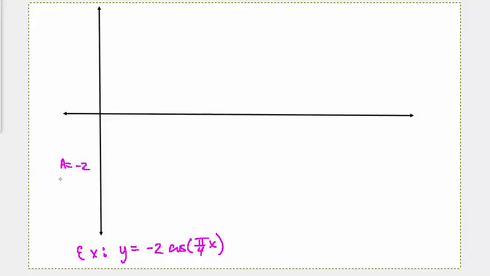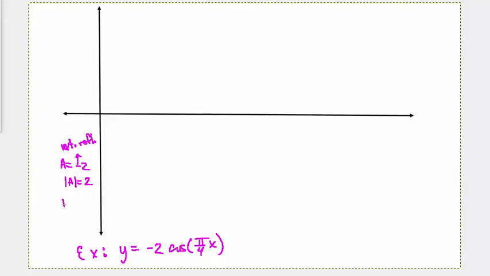Okay, that means a couple things. First of all, the fact that it's negative means that this is a vertical, or will be a vertical reflection. Okay, we'll see what that turns out to be. The amplitude, which is the absolute value of A, will be positive 2. So that means we have a vertical stretch.